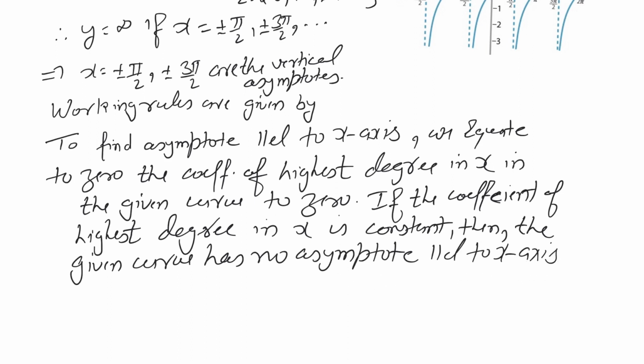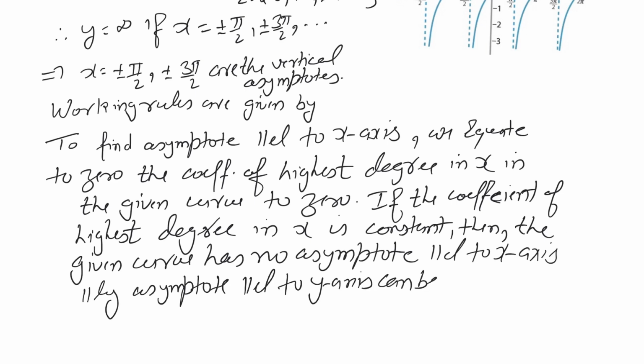Similarly, we can deal with the asymptote parallel to y-axis. In that case, we find the coefficient of highest degree in y and equate it to 0. And if that coefficient is constant, then we have no asymptote parallel to y-axis. Similarly, asymptote parallel to y-axis can be determined.